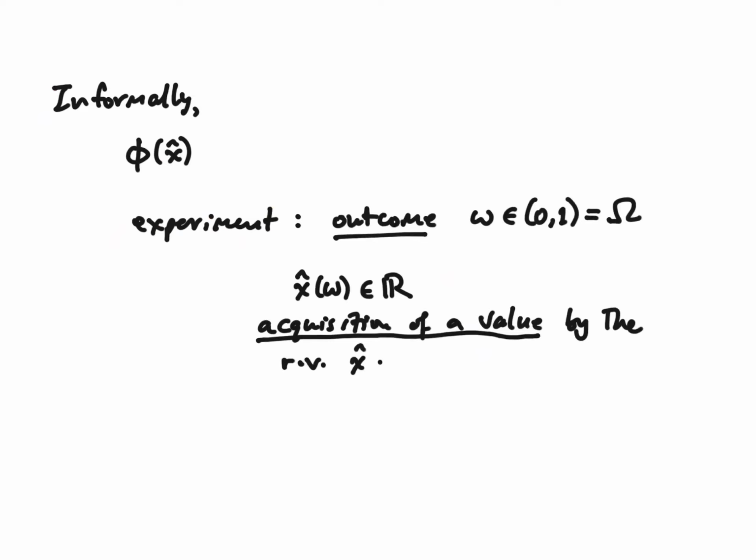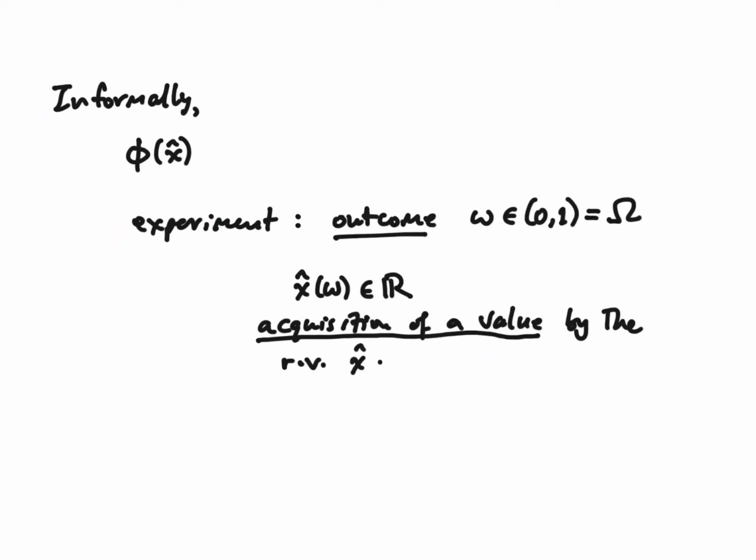And that will give you phi of x hat of omega. In other words, phi composed with x hat, evaluated at omega. And we can say that that's the value acquired by this new random variable on the same experiment, or in the same experiment. Okay, so in that sense, we're defining a new random variable, right?